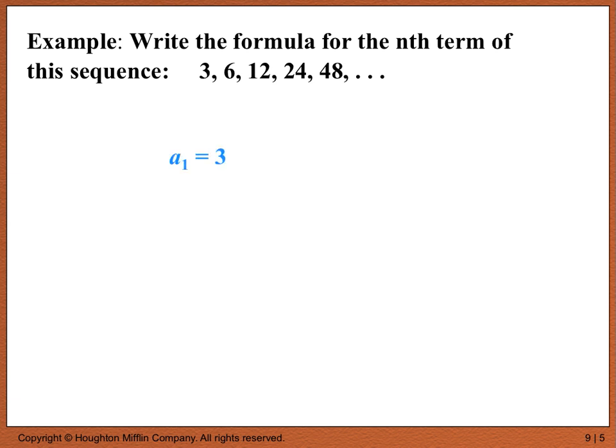So we write down what we know. We know that the first term is 3, and that's obvious because this is the first thing in the list. We also know that r equals 2: 6 divided by 3 is 2, 12 divided by 6 is 2, 24 divided by 12 is 2, etc. And therefore, I can write my formula. A sub n equals a sub 1 r to the n minus 1 power, and I just fill in what I've observed: 3 times 2 to the n minus 1 power.